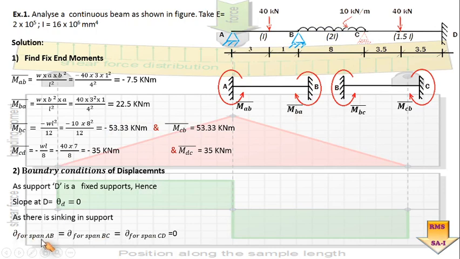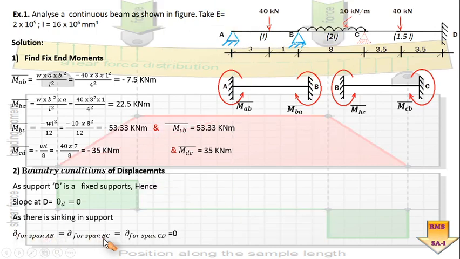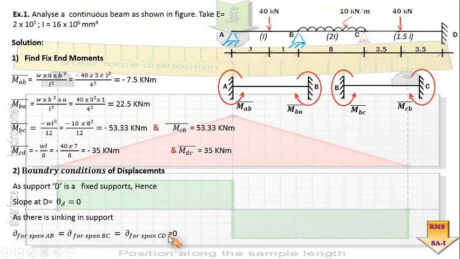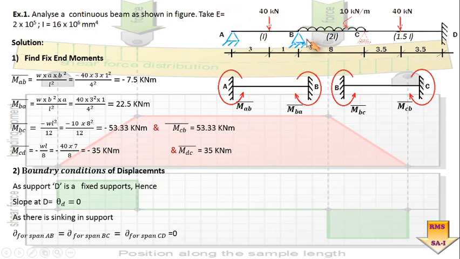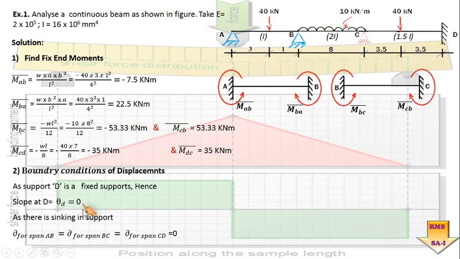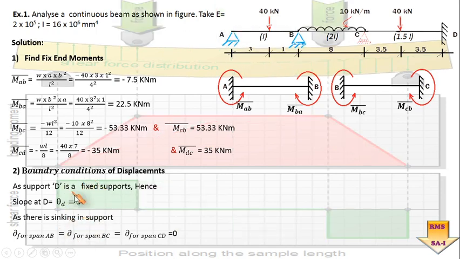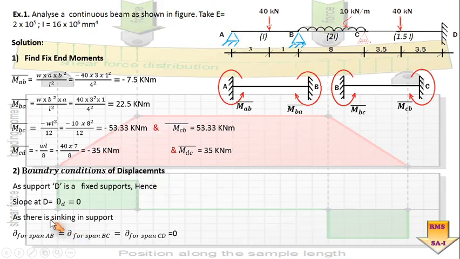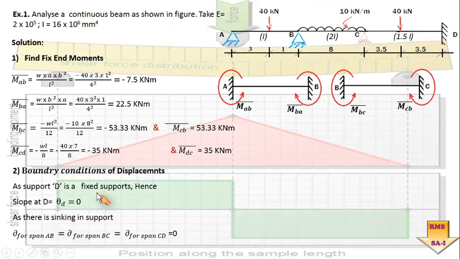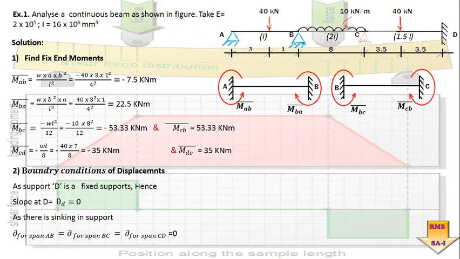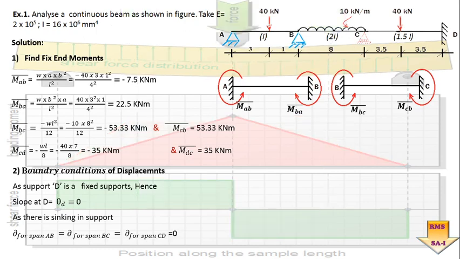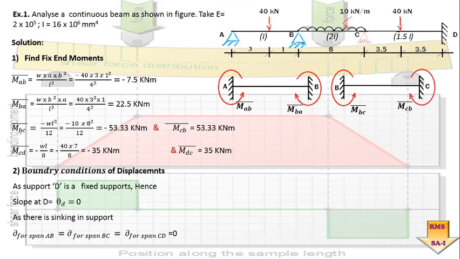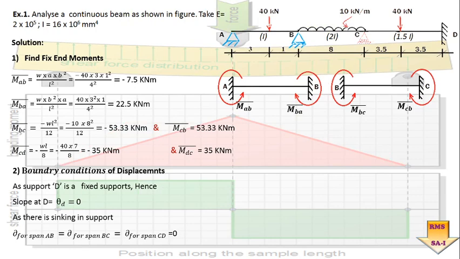That means delta for span AB as well as for BC and CD are equal to 0, as there is no external displacement happening of the supports. Is it okay? So these are the two initial values which are to be worked out from the boundary conditions for this continuous beam, which will be further used for the analysis by the slope deflection method when we shall be dealing with the governing equation of this slope deflection method.